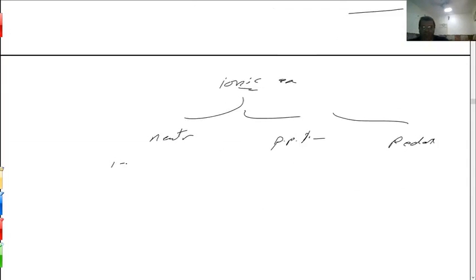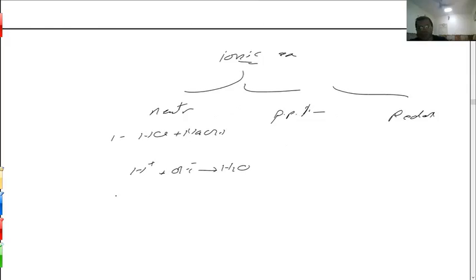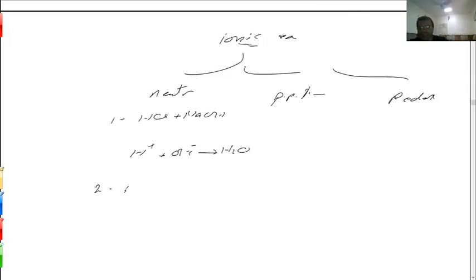Neutralization can be acid plus alkali, for example HCl plus NaOH. So it will be represented by H+ plus OH-, and this gives you water. It can also be represented by acid plus base, like HCl plus magnesium oxide. The acid is represented by H+, but magnesium oxide will not be ionized, so I have to write it as it is. So this produces the water, which is essential for the neutralization, plus magnesium ion.